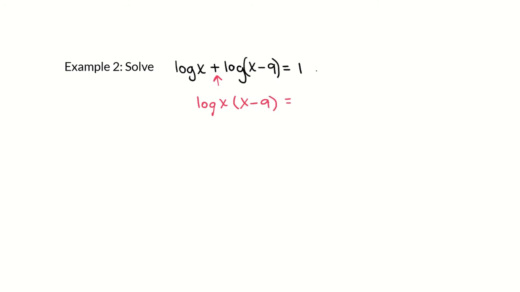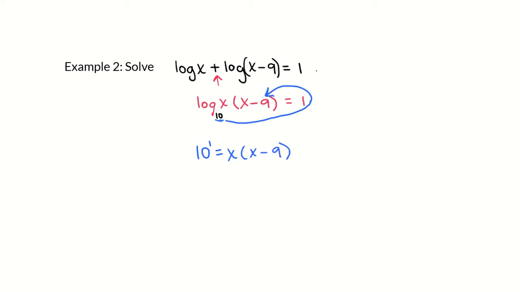And then on the right side we still have 1. Now if the base of a logarithm is not written, that base is 10. So this is really log base 10 of x times x minus 9. Now let's change this into exponent form. When we write it in exponent form, the base of the log, 10, becomes the base of an exponent. So we get 10 raised to the power 1 is equal to the inside of the logarithm, which is x times x minus 9.